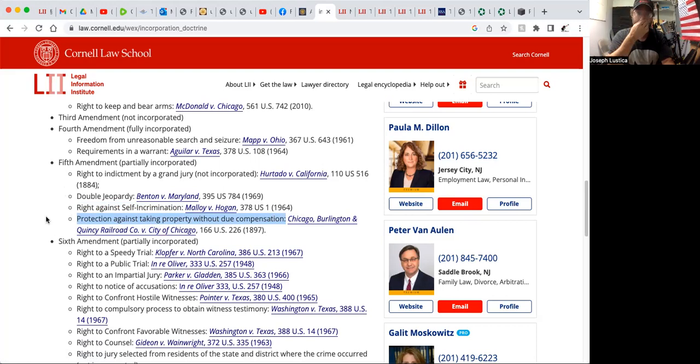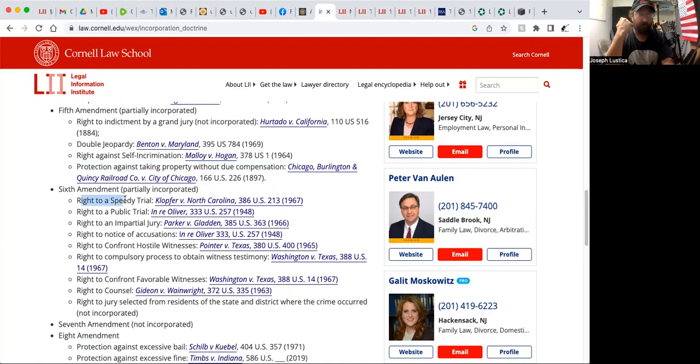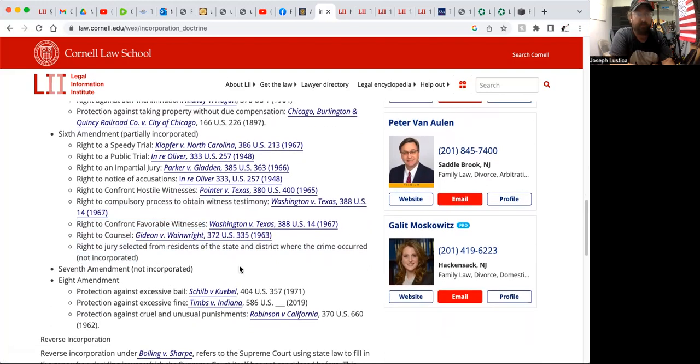That's an important one. Sixth Amendment, right to a speedy trial. We have that. Right to a public trial, impartial jury, notice of accusations. Okay. Right to confront hostile witnesses, right to compulsory process to obtain witness testimony. Okay. There's a lot of them. Right to a jury selected from residents of the state and district where the crime occurred, not incorporated. You don't have that right. Right to counsel. Right to confront favorable witnesses. Okay, so you have some of these rights, but you don't get this one. Seventh Amendment is not incorporated.